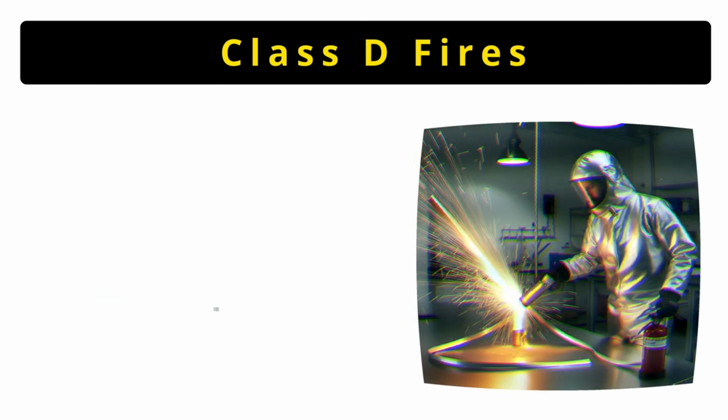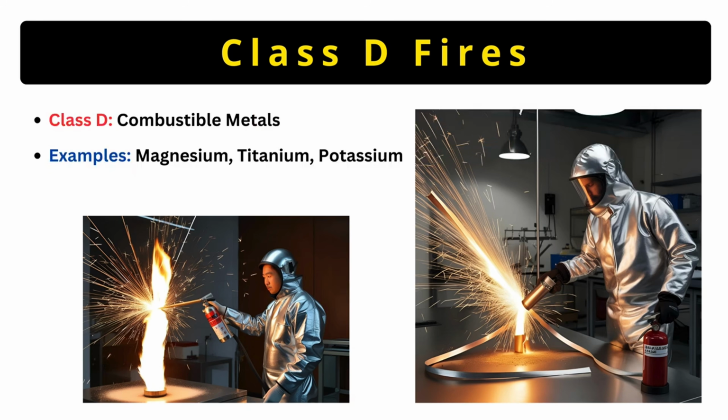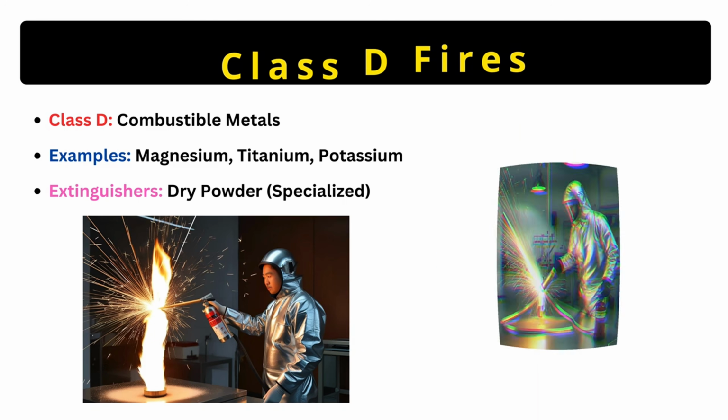Now, let's discuss Class D fires. These are rare but extremely dangerous. They involve combustible metals like magnesium, titanium, or potassium. These metals burn at extremely high temperatures, and ordinary extinguishers won't work. Instead, specialized dry powder extinguishers are needed to smother the flames without reacting with the metal.